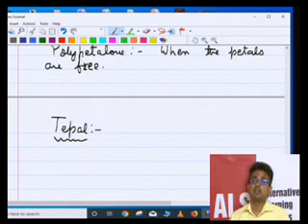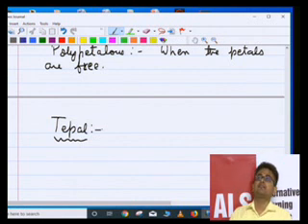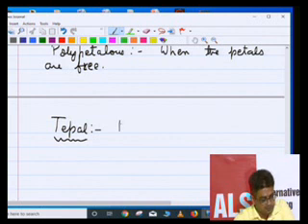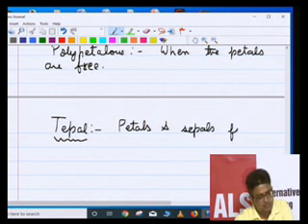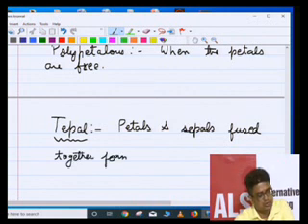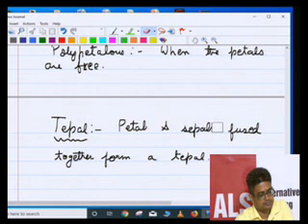Lily does not have petal and sepal separately. It has sepal and petal fused together. This is called a tepal. Petal and sepal fused together form a tepal.